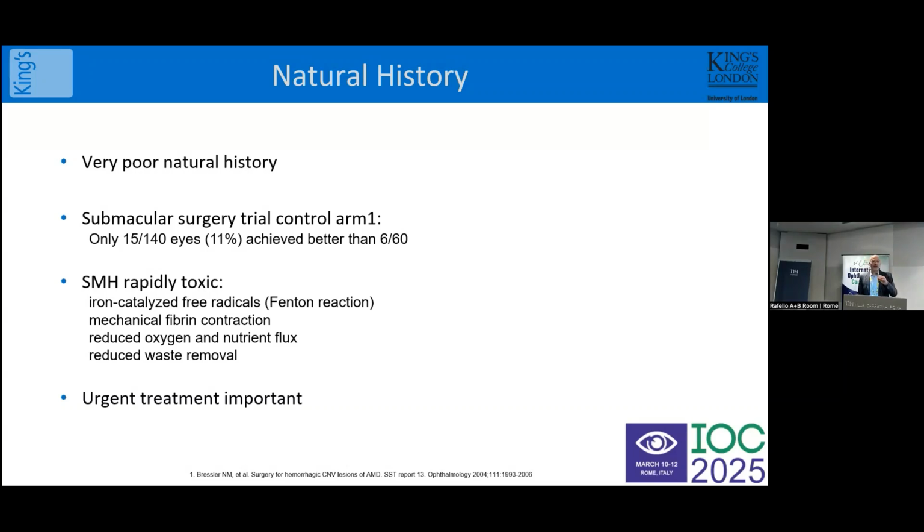So what's the natural history of this disease? And the answer is very simple. These patients do extremely badly. It's a dreadful disease. It is a blinding disease. And actually there have been some problems getting hold of TPA. And it's worth keeping that in mind.